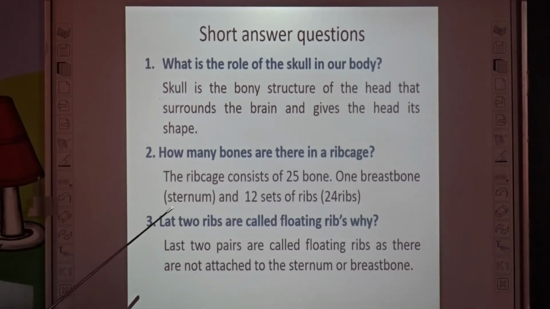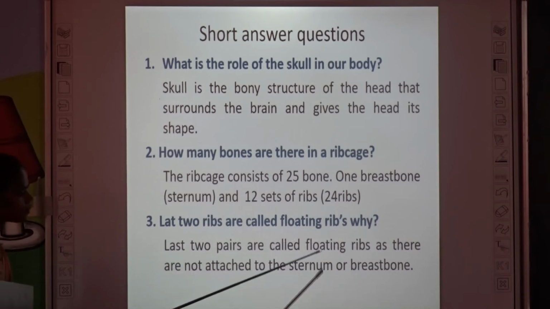And the next one, the last two ribs are called floating ribs. Why? We already know that these two ribs are not attached to the center bone, the breastbone or sternum. The last two pairs are called floating ribs as they are not attached to the sternum or breastbone.